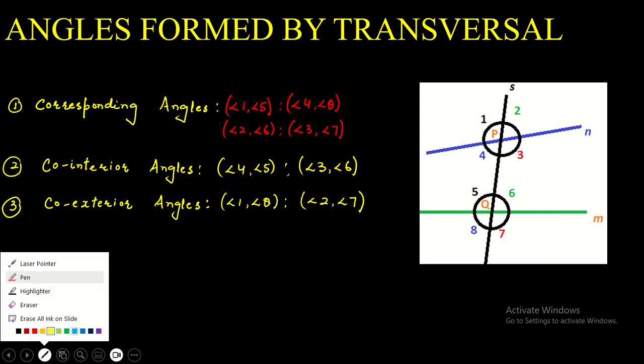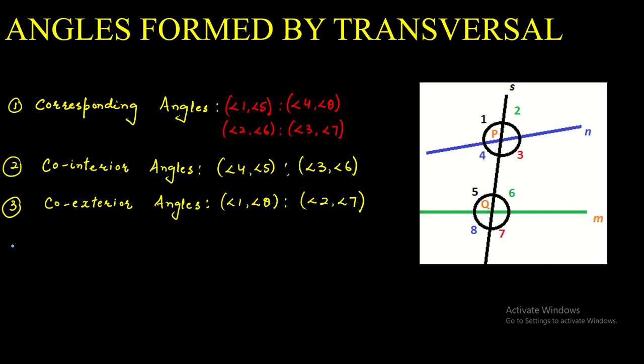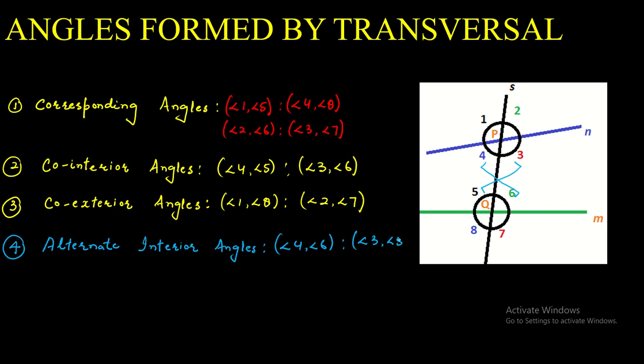Then we said there are other pairs of angles that lie on the alternate sides of the transversal, and we got them here as alternate interior angles, which are angles lying on the different sides of the transversal with different vertices and both lie in the interior. So we have angle 4, angle 6, and angle 3, angle 5.